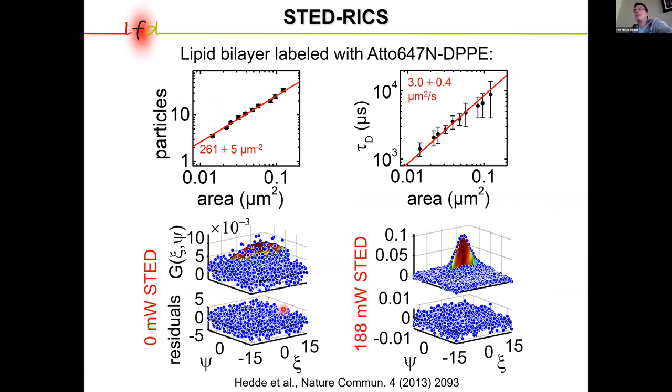Here's just an example of a lipid bilayer where we have lipids DPPE labeled with a far red dye, R2647N, and you see the measured number of particles as a function of the area, where the area was controlled by increasing the STED power, and it scales. And the same you can see for the diffusion time, which is the average time it takes the molecule to cross the observation volume. And as we shrink the observation volume down, or the observation area in this case of the membrane, the transit time, of course, will be less.